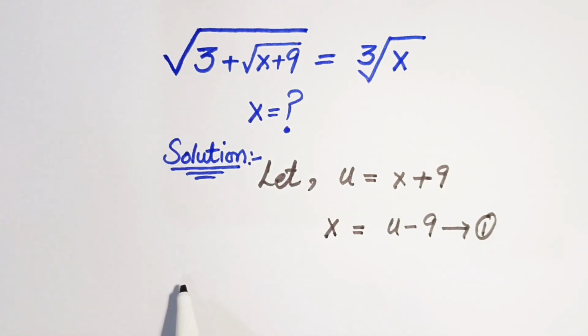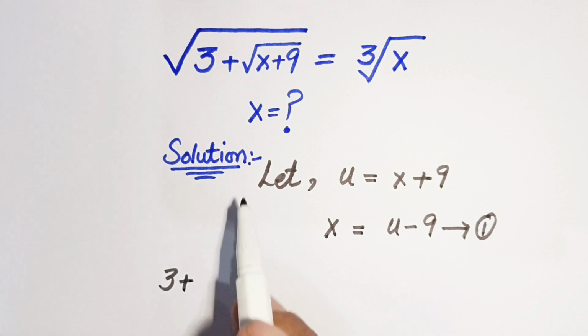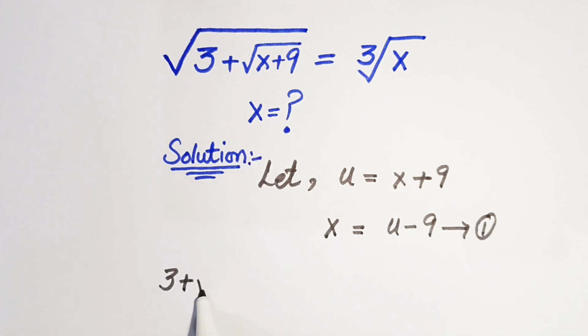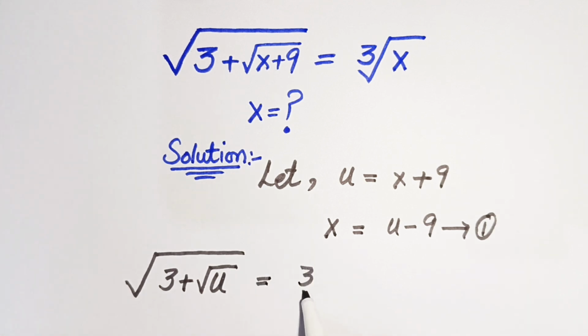So here it will be 3 plus the square root of x plus 9, that square root of x plus 9 is equal to u. So 3 plus square root of u, whole square root, is equal to the cube root of x, which is u minus 9.